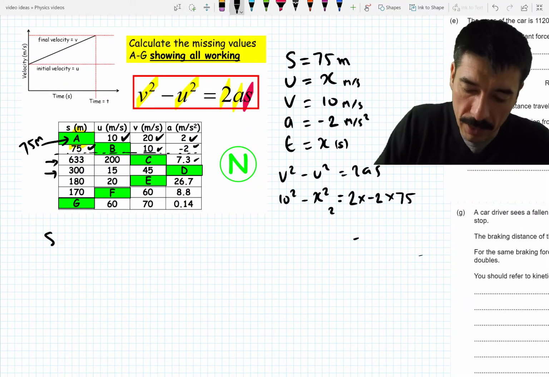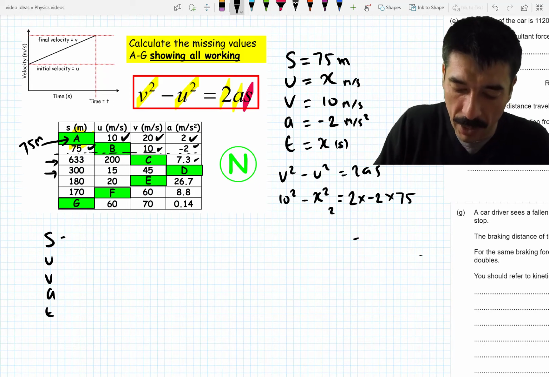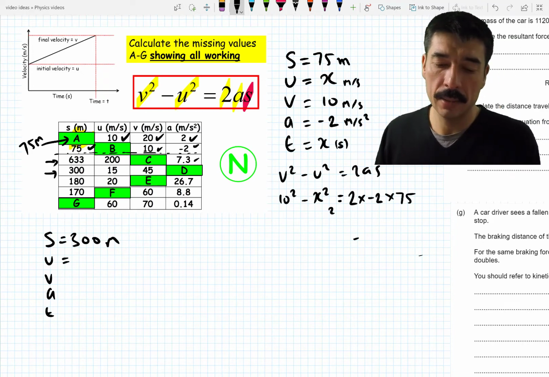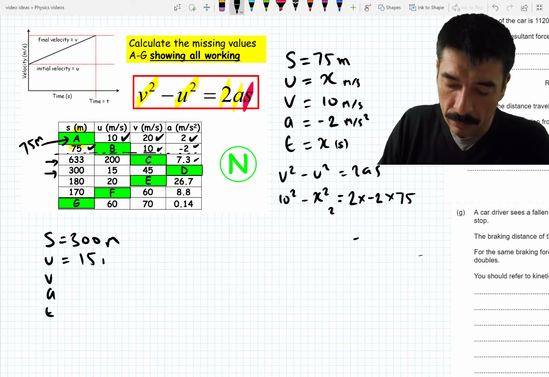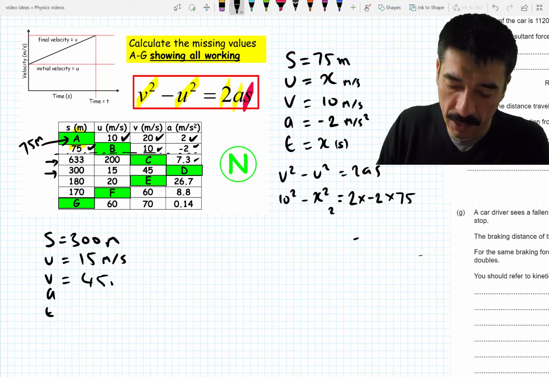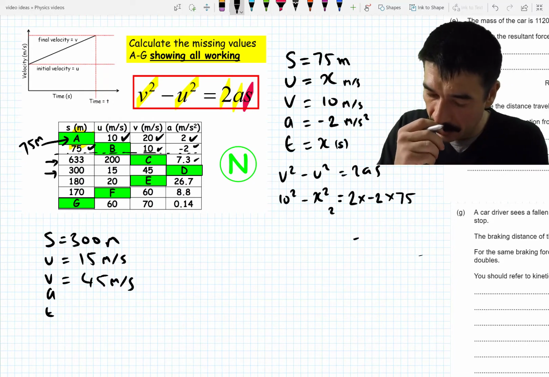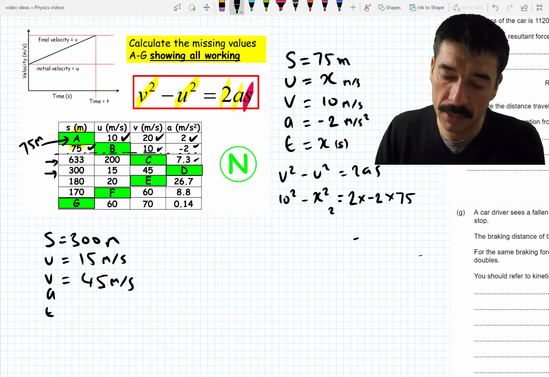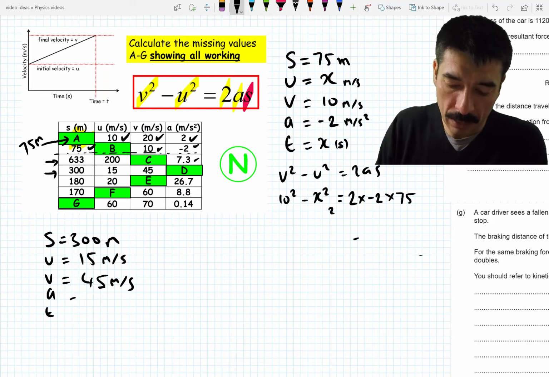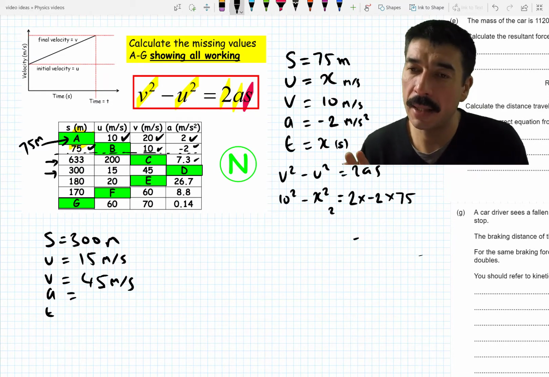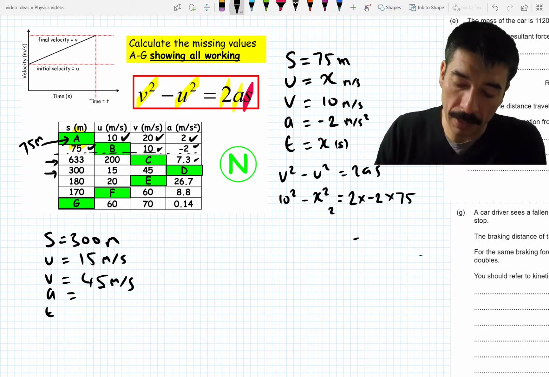So again, I could write out SUVAT. What do I have? Do I have S? Yes, it's 300 meters. Do I have U? Yes, I do. The initial velocity is 15 meters per second. Do I have the final velocity? Yes, I do. It's 45 meters per second. So I can see here that we started at 15 meters per second, we finished at 45 meters per second, so the acceleration should be positive. Okay, so I'll be looking for the acceleration, but I do know that it's got to be positive. So if my answer comes out negative, I must have made a mistake somewhere.